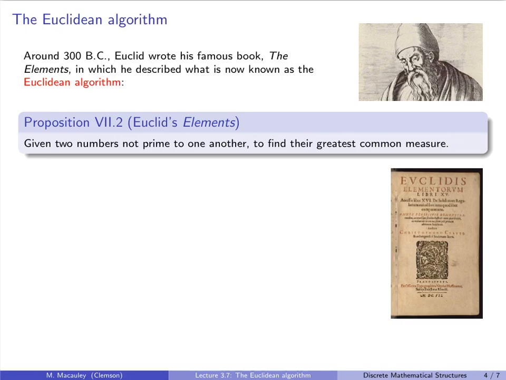But it was a book containing a lot of instructions. So instructions for how to find the GCD, but also how to do things like bisect an angle or do other ruler and compass constructions.